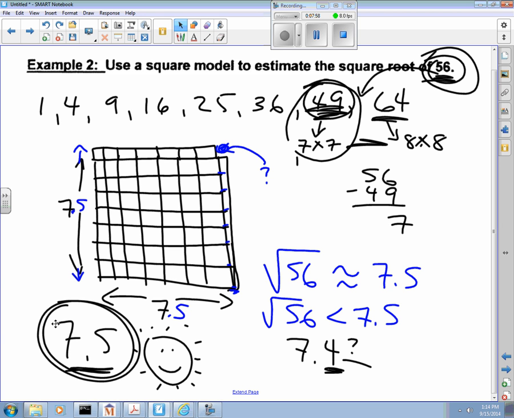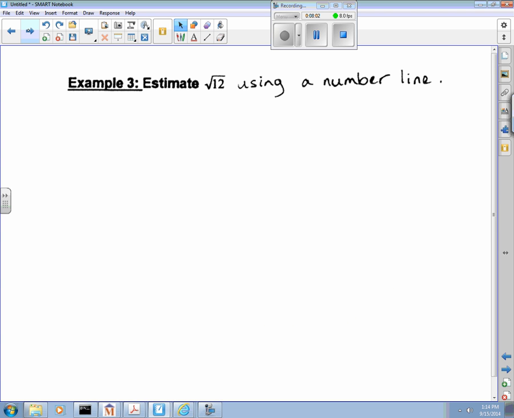Okay, time's up. If you need more time, ask my guest teacher to pause the video. Last one. What if we wanted to estimate a square root not by using a box, but by using an actual number line? Let's take a look at what that looks like. We would like to estimate the square root of 12.